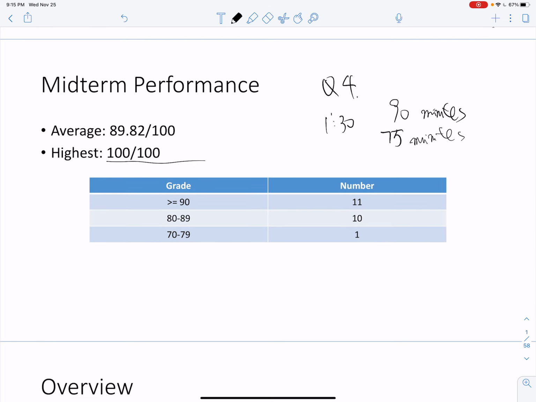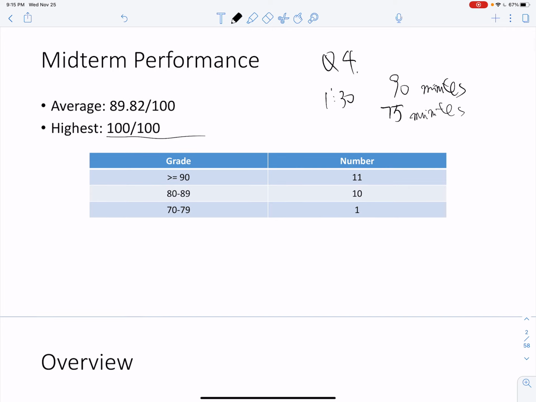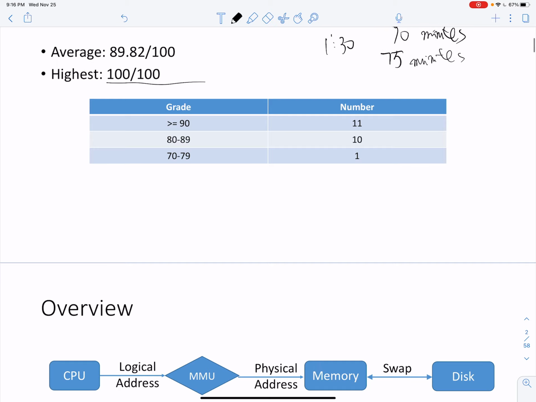Okay, anyway, this is a perfect performance. I didn't expect it. I have taught this course for 2 years, yes, maybe 2 years. And for the midterm, the highest average grade that I have ever seen before you is around 78 or something. And you beat all of my previous students.